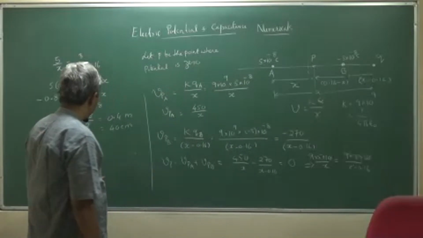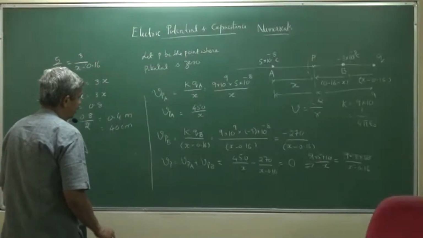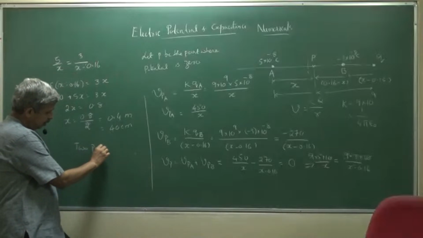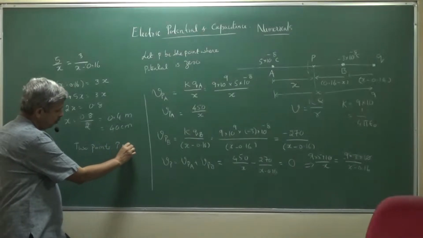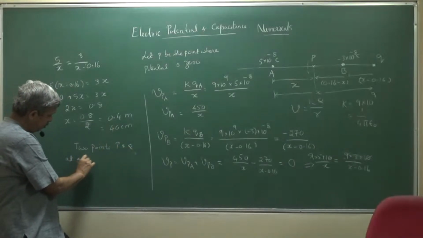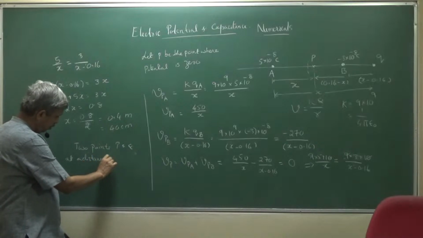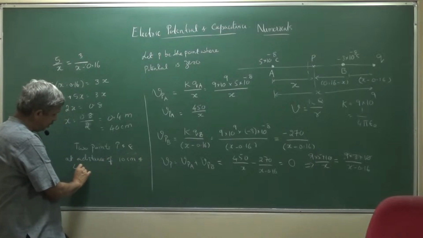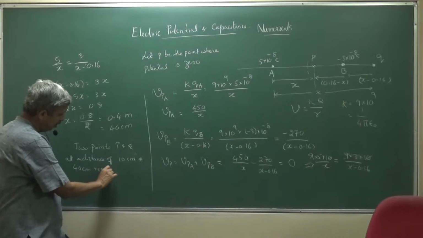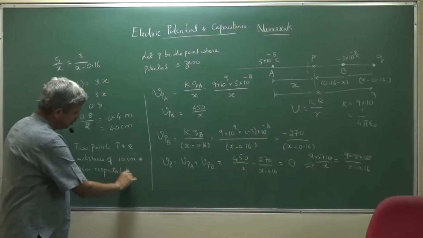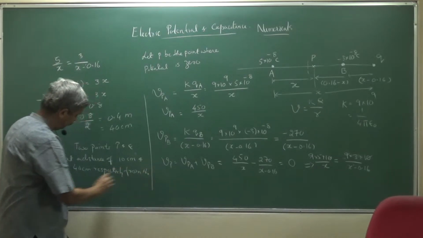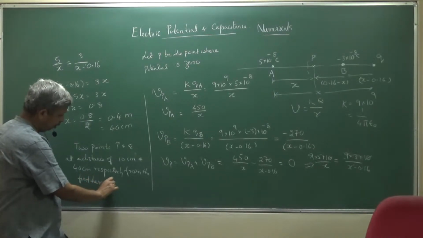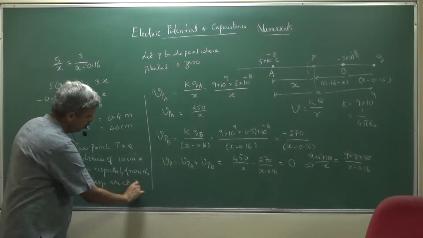So we have found out 2 points. The answer to this is 2 points, P and Q, at a distance of 10 centimeters and 40 centimeters respectively from the first charge, are at zero potential.